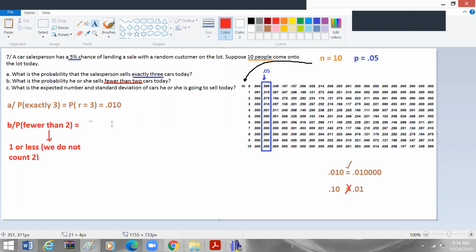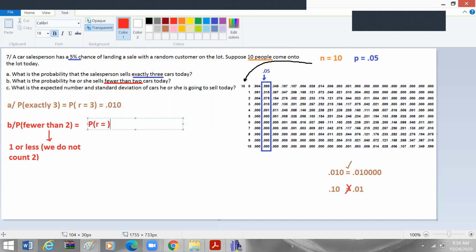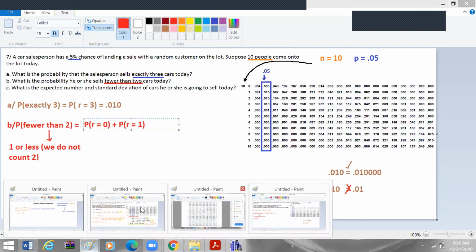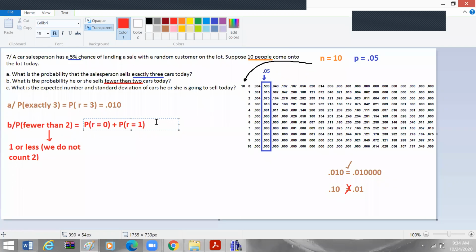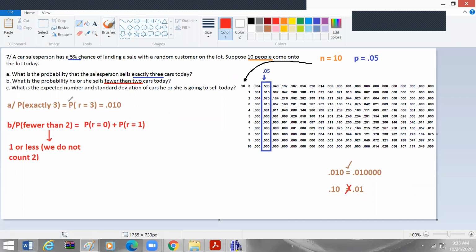So we're going to add them up: r equal to 0 plus r equal to 1. Since we only have a few numbers, we put them in there. If we have a lot of them, like in that example, we don't have enough space, so just simply put them down as 2, 3, 4, 5, 6, 7, and 8. But now we have space, so I want to make sure people are working on the probability of r equal to 0 plus the probability of r equal to 1. What is r equal to 0? Meaning there will be no car that he or she can sell. When it comes to r equal to 1, meaning there will be exactly one car that the person can sell.